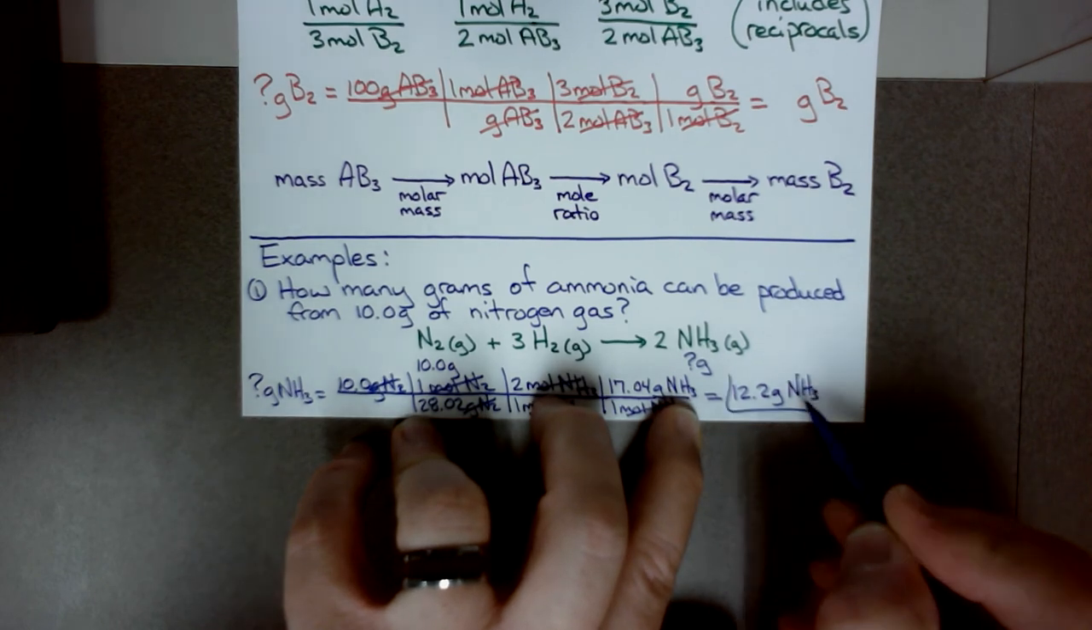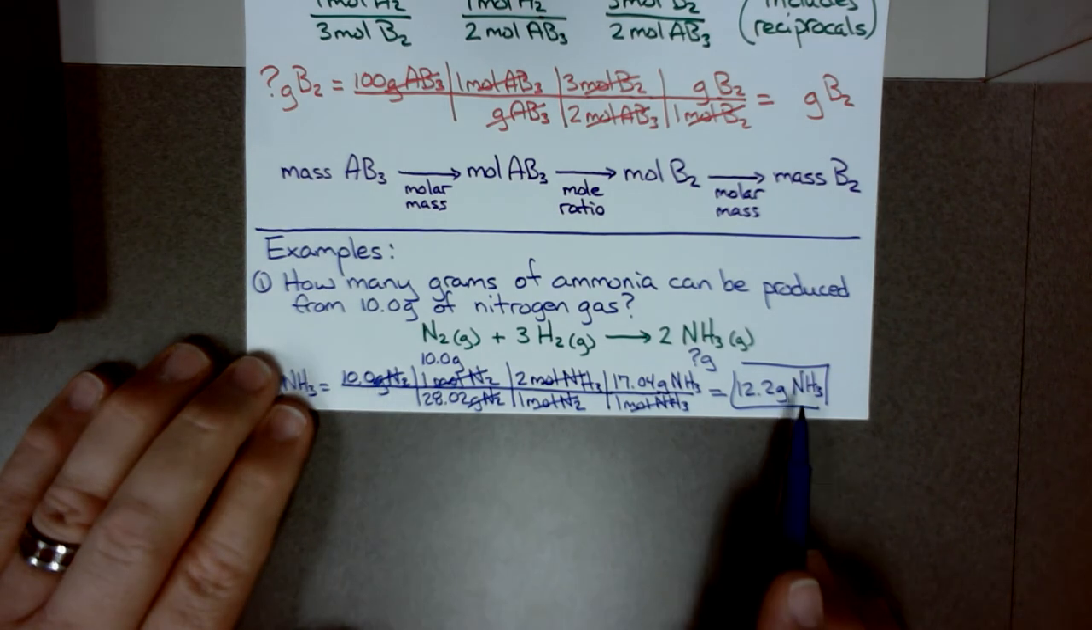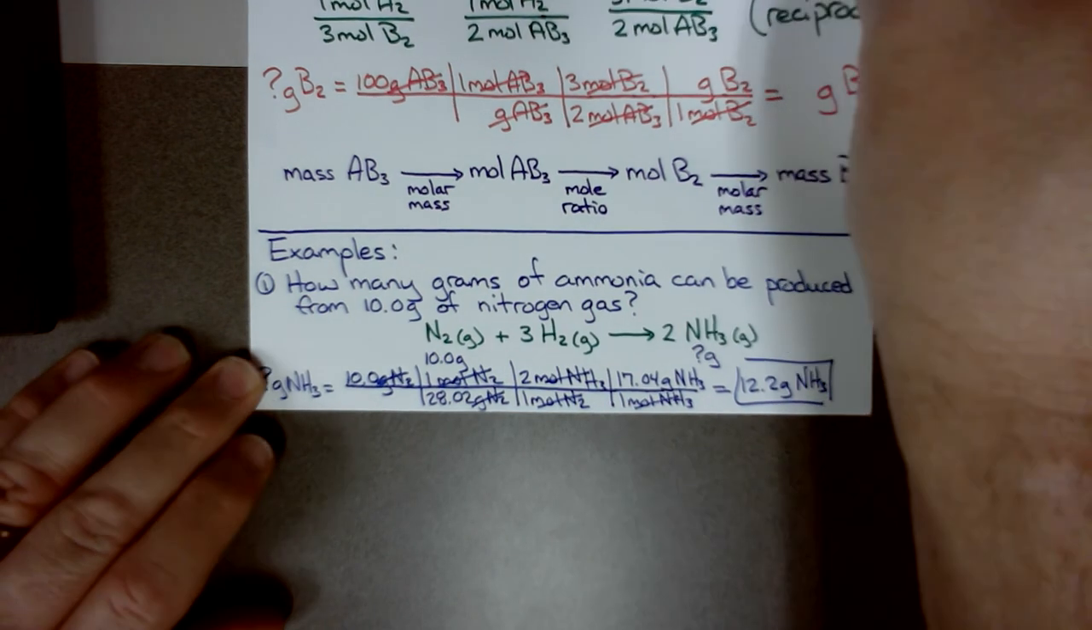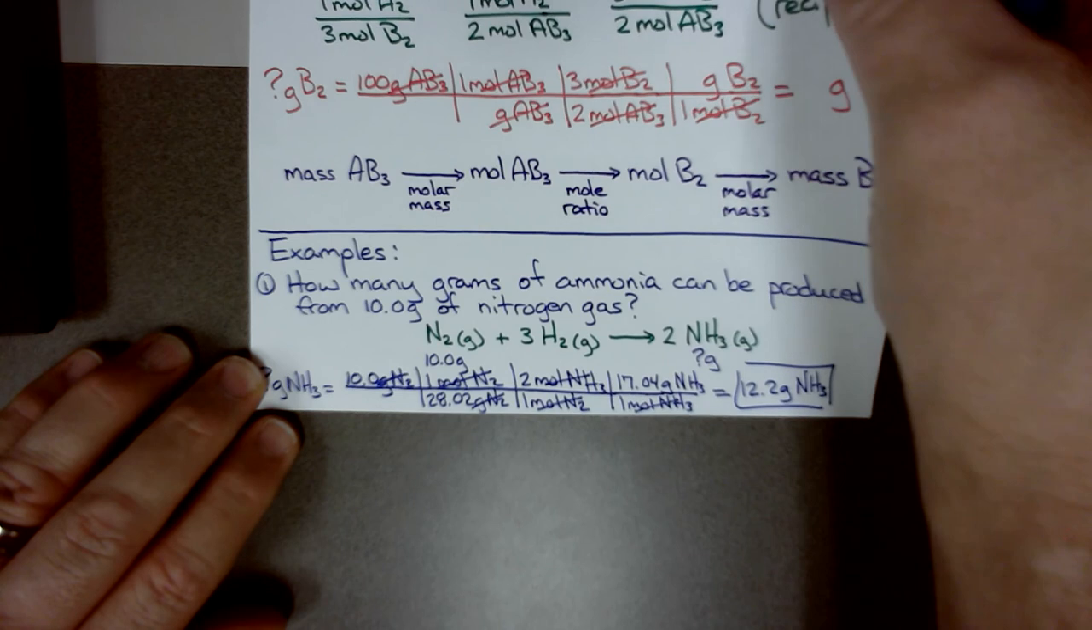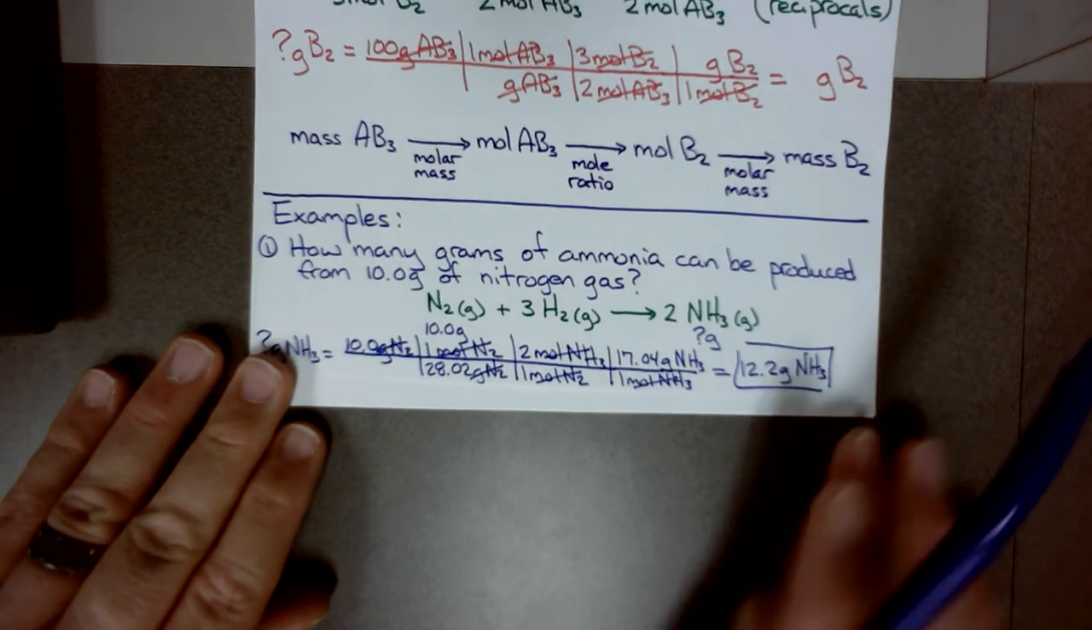And what I'm saying here is that when I react 10 grams of nitrogen, I should be able to produce 12.2 grams of ammonia. Now let's do a couple more examples. I won't be so crowded on the other ones. I'll make sure I have enough space. Take a minute to look at that. Make sure you get that down.